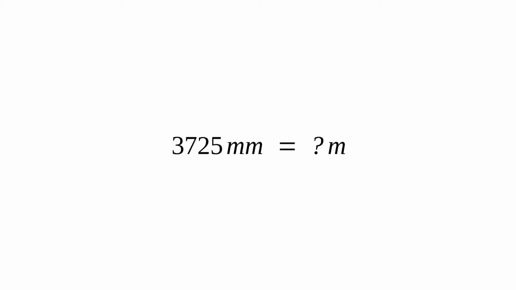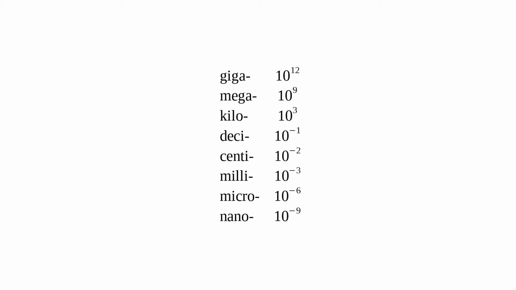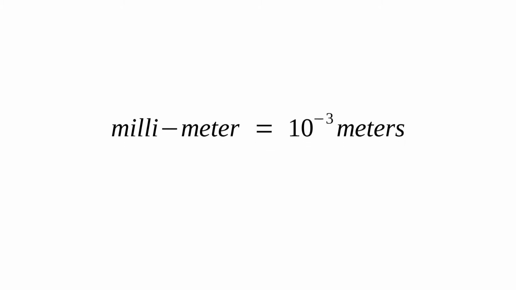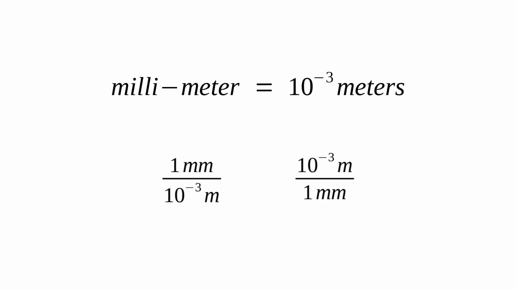Let's go through a simple conversion example. We're asked how many meters are in 3,725 millimeters. Our base unit is clearly the meter, and we want to perform a conversion using the milli prefix. Our table shows that milli equates to 10 to the minus 3, so we put our base unit next to each of those and put an equal sign in between, which gives us 1 millimeter is equal to 10 to the minus 3 meters. Now we can write a fraction as either 1 millimeter on top and 10 to the minus 3 meters on the bottom, or we can write it with 10 to the minus 3 meters on top and 1 millimeter on the bottom.